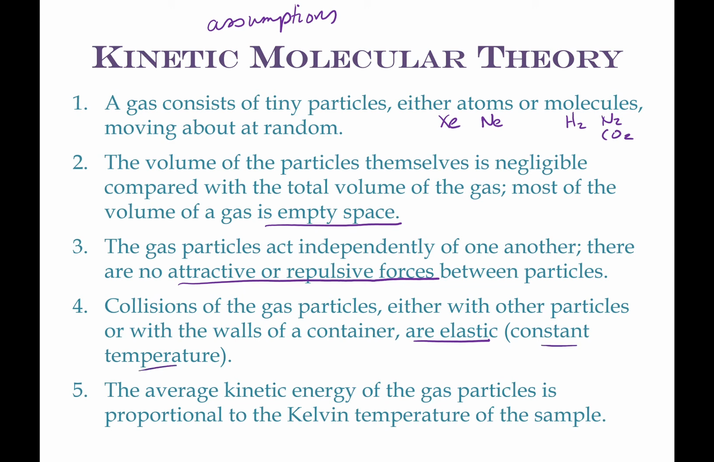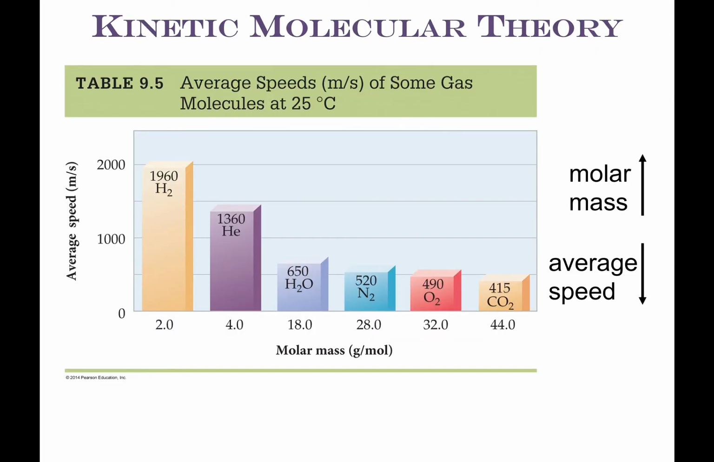The average kinetic energy of the particles is proportional to the Kelvin temperature of the particles. So we talked about this, it must be in Kelvin, and we talked about how the kinetic energy is equal to 1/2 the mass times the velocity squared, and that we can relate a lot of different particle motions to this, because if we're changing the temperature, we're going to be changing the speed of the particles. So the average speed of gases, if you look here, hydrogen is going an average of 1,960 meters per second, versus CO2 is only going 415 meters per second.